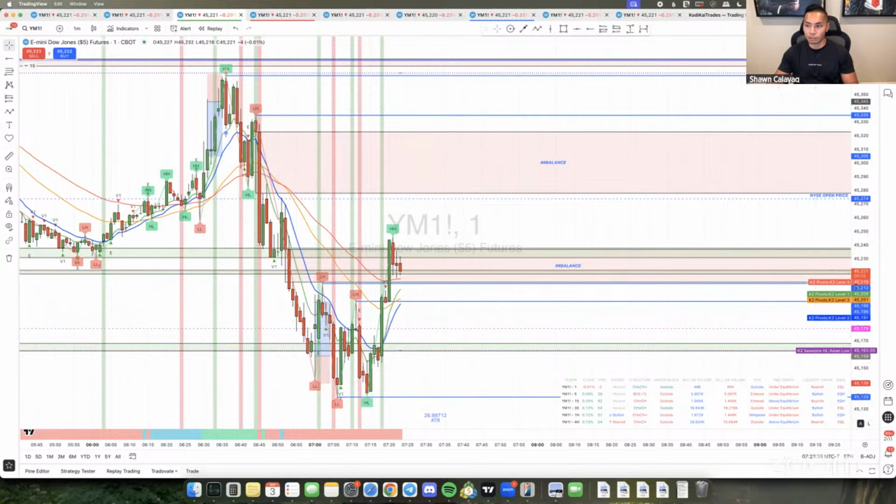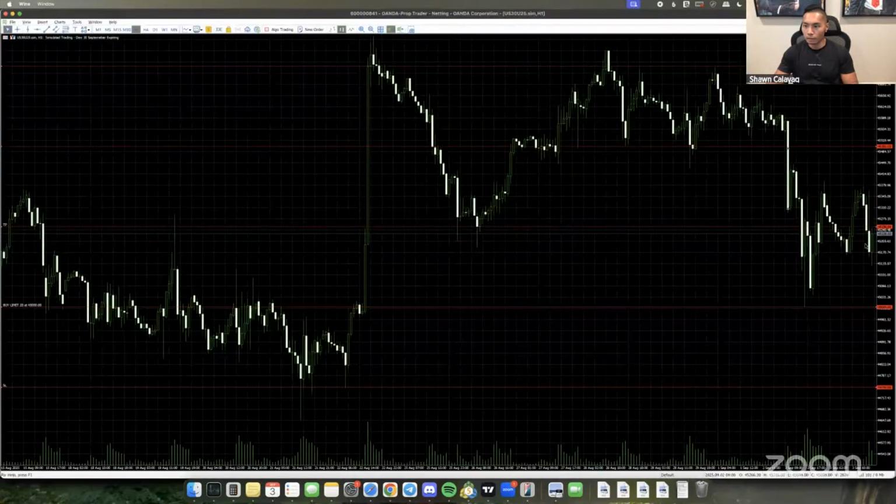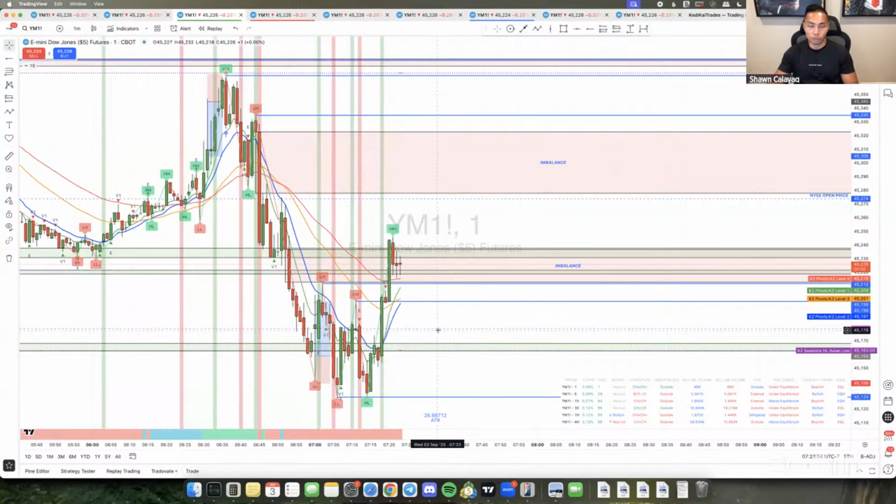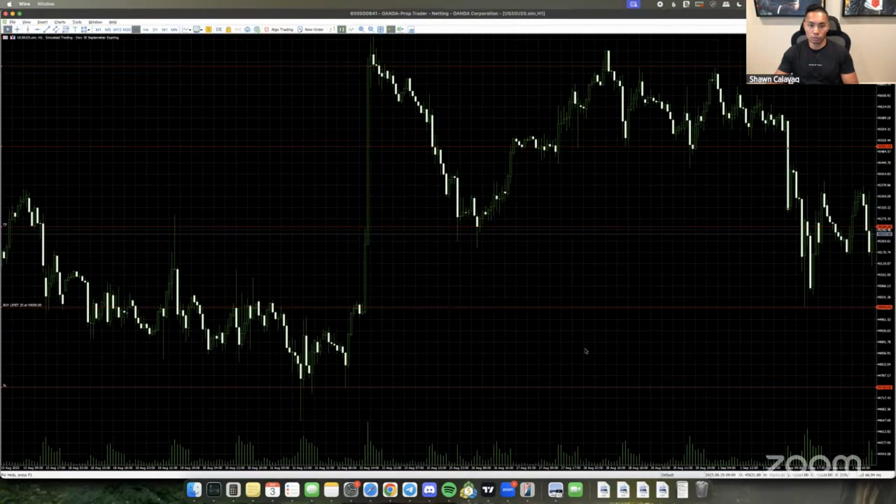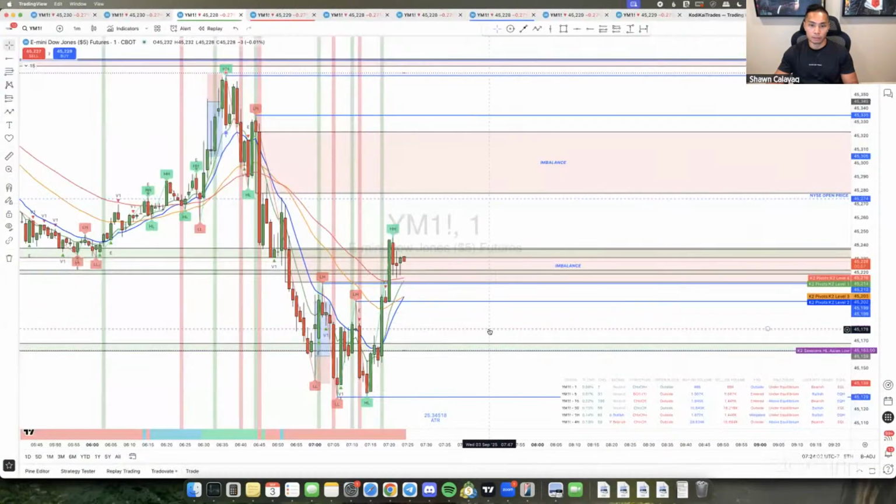Right now it's currently at 45,224, and over there it's at 45,228. So it's off by maybe 10 points. But when I was trading on Tuesday, it was off by like 200 points. So I wouldn't base it off the data here. If you want the actual numbers, you'd have to base it off actual FTMO. But the leverage is 1 to 30.